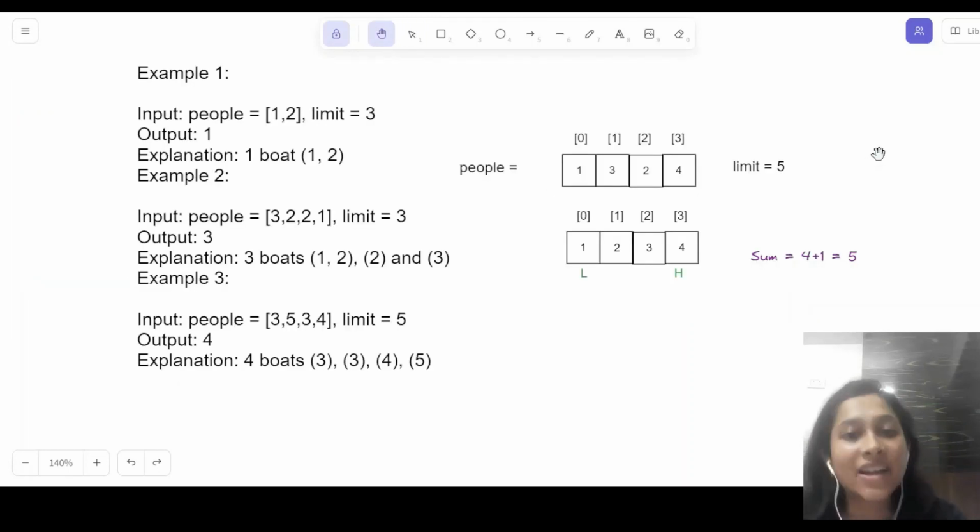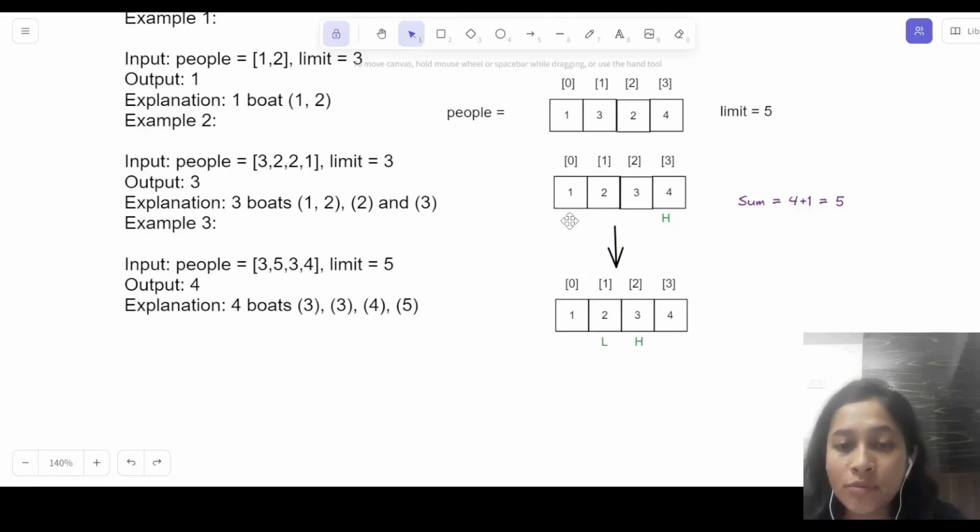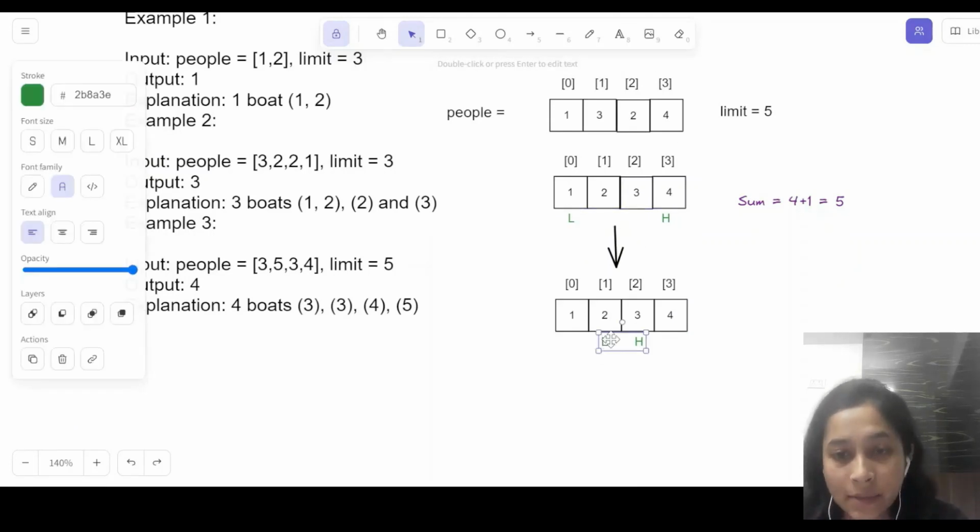Then we check if the sum of the weights at the pointers is equal to or less than our limit. If it is so, then we can save both of them using one boat. We'll move both the pointers inwards. L will be incremented and H will be decremented.